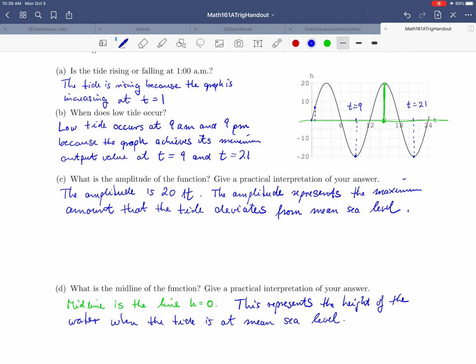We could also talk about what the period of this particular function is. They didn't ask us, but we could see how long it takes for one complete cycle of our graph. So we're going up, we're coming back down, we're going back up, and it looks like then we are repeating. So the period in this case would be 12 hours.